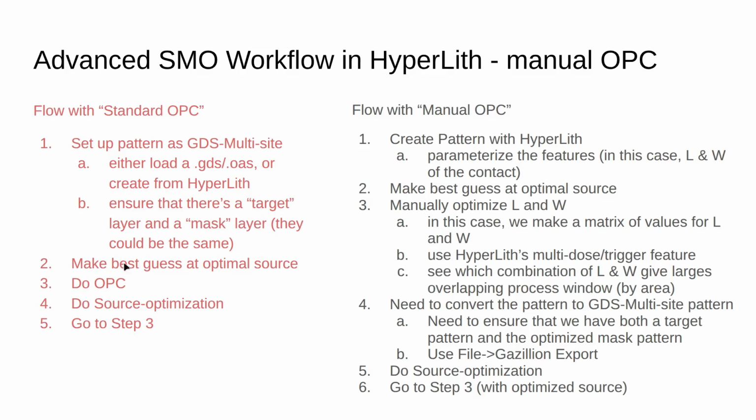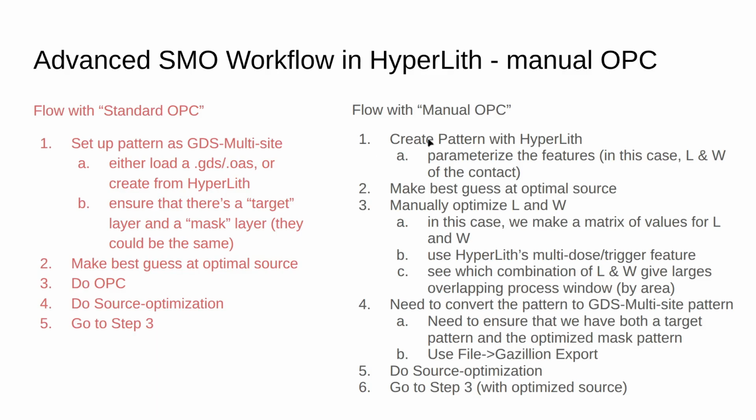Then what we would do is make the best guess at an optimal source. Then we would dose to size somehow. And then we would do OPC. Then we would do source optimization. And then we would go back and repeat. We would do OPC, source optimization. And then we could continue to do this until we were satisfied that we got a source that was optimal. But in this flow, we're going to do something different.